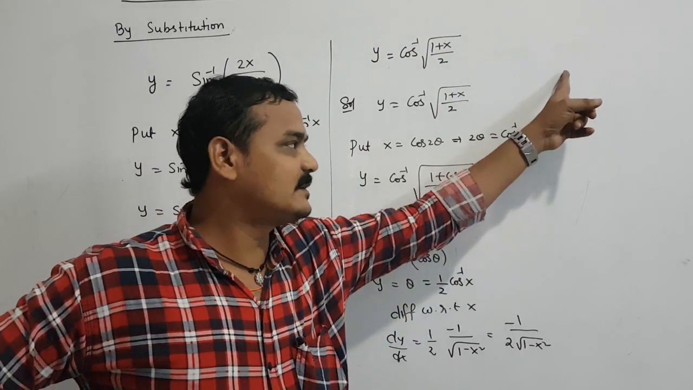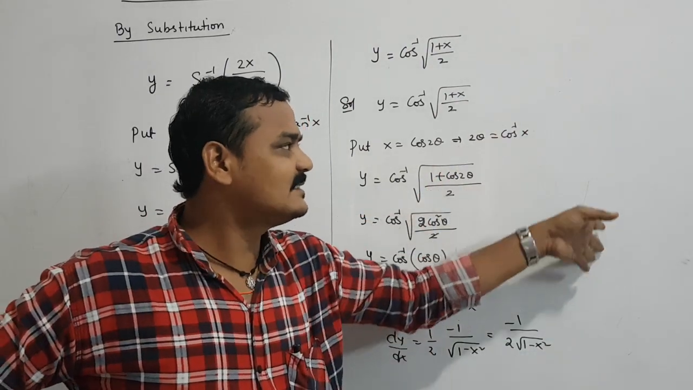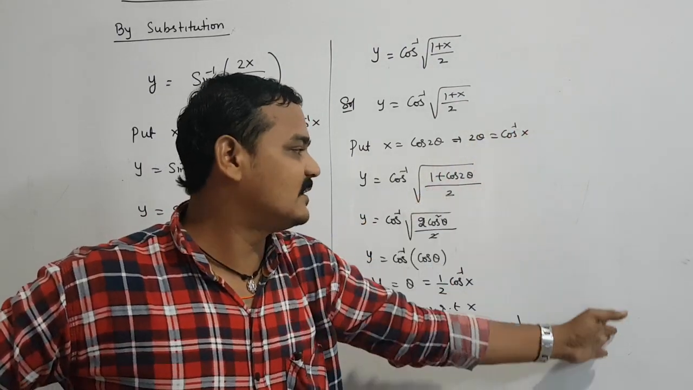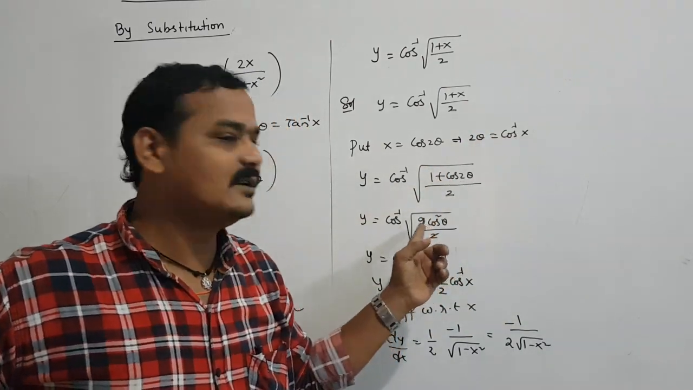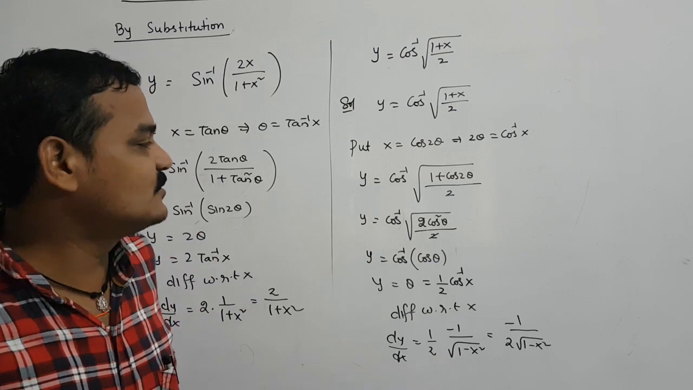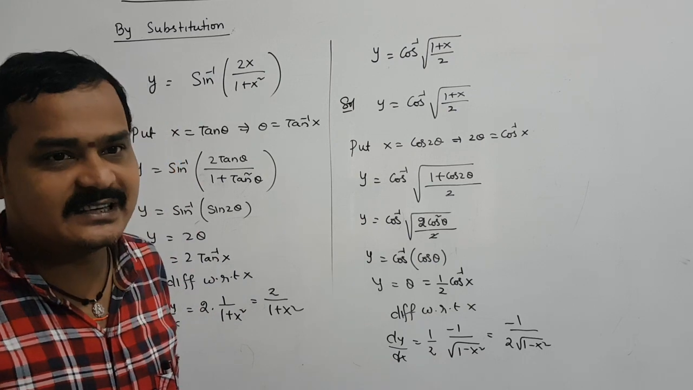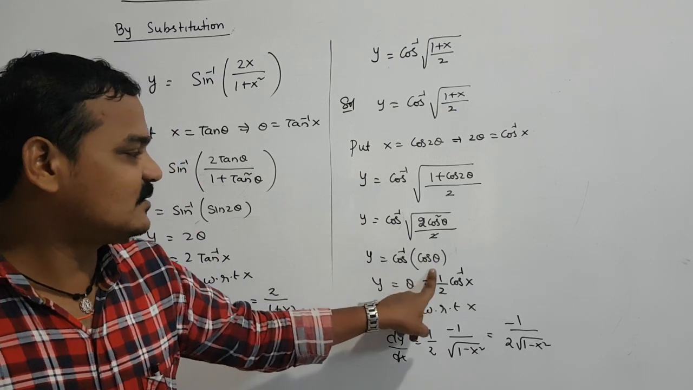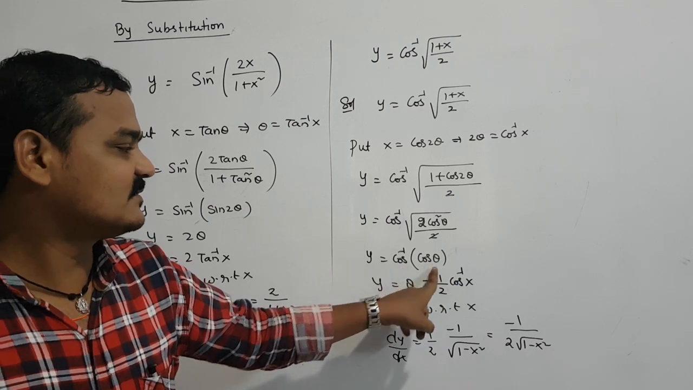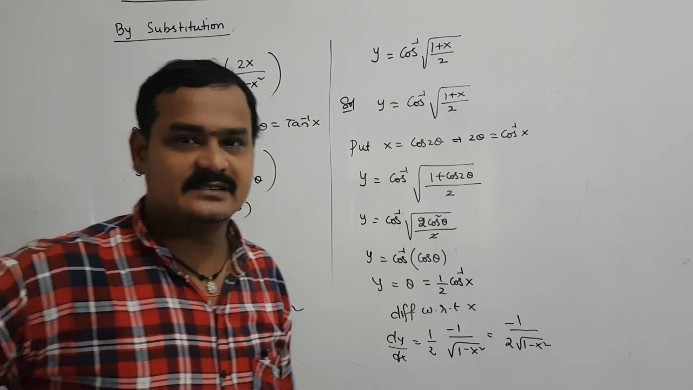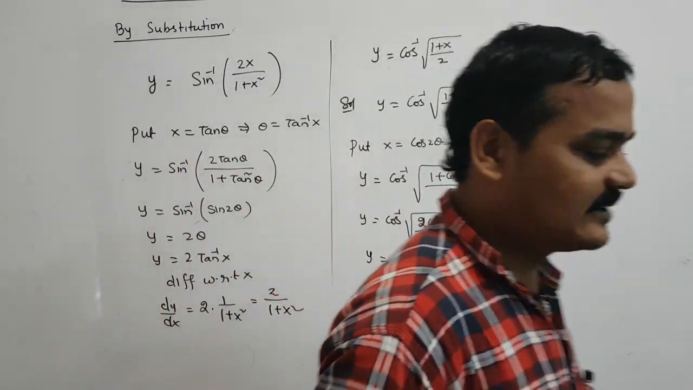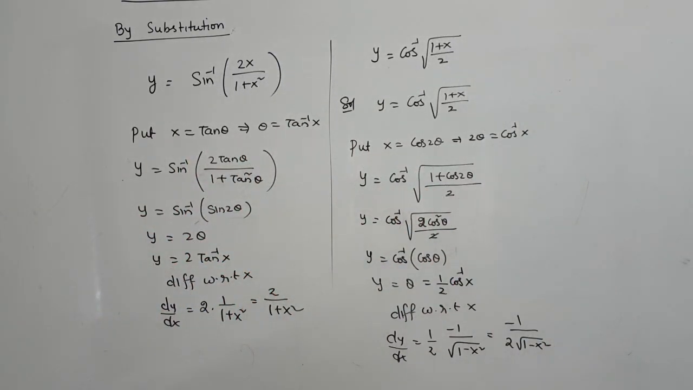In the class before this concept, I derived the formulas. There I wrote the formula 1 plus cos 2a is equal to 2 cos square a. So 2 cos square theta by 2 cancels. Root over cos square theta is equal to cos theta. Cos inverse of cos theta is equal to theta. So 1 by 2 into cos inverse x. Okay, this is one of the problems simplified by the substitution method.